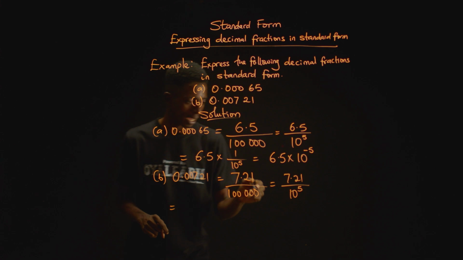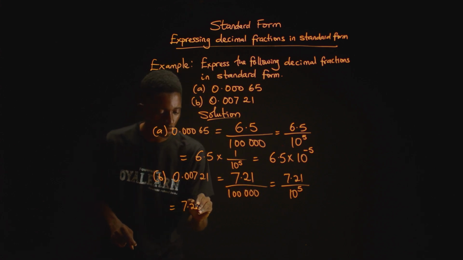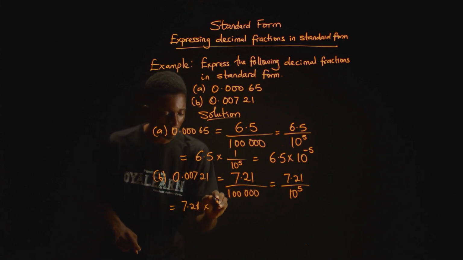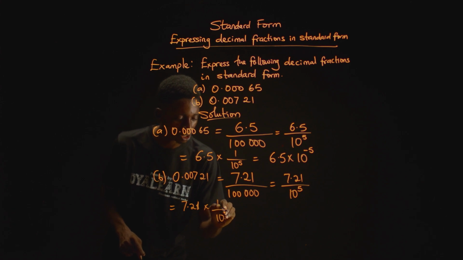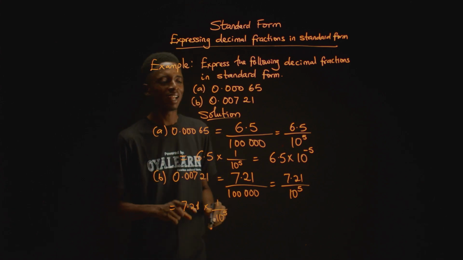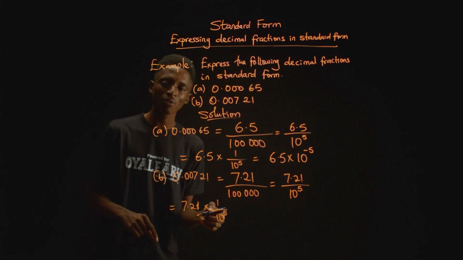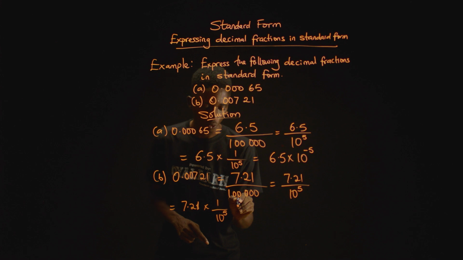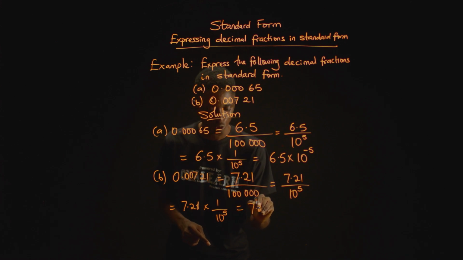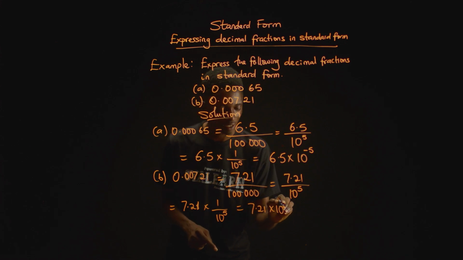Now taking it further, we will then have 7.21 multiplied by 1 over 10 raised to the power 5. And then when we follow the law of indices, which will help us to change this positive index to negative index, we will then have it as 7.21 times 10 raised to the power minus 5.